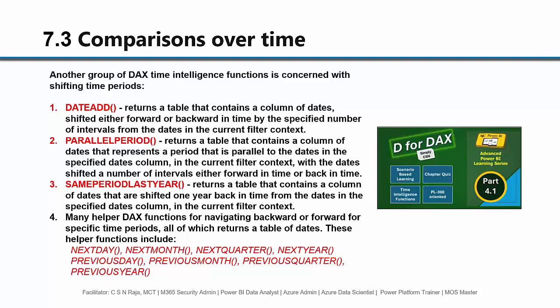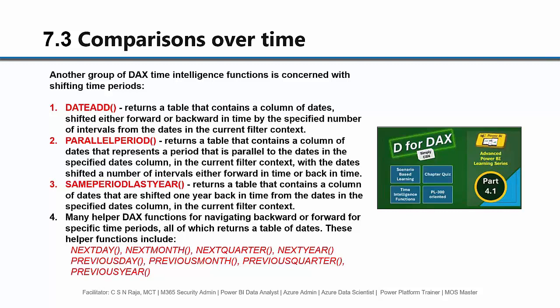PARALLELPERIOD is another function to shift time periods, and this function returns a table that contains a column of dates that represents a period that is parallel to the dates in the specified dates column in the current filter context, with the dates shifted a number of intervals either forward in time or back in time.